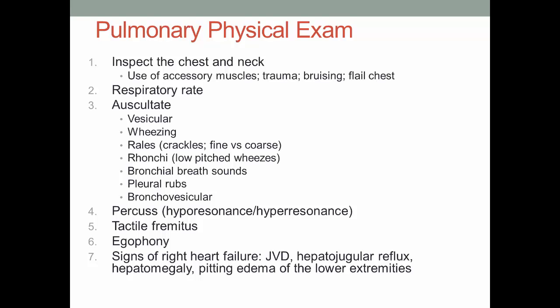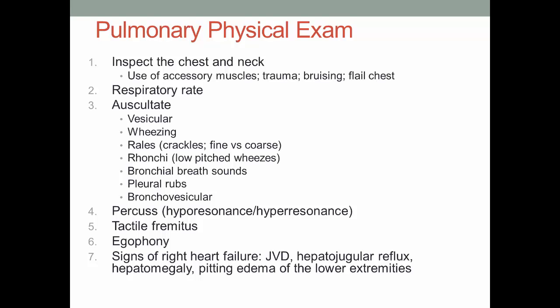Is there bruising? A flail chest means that on inspiration, instead of the chest wall rising, a piece of the chest actually does the opposite. So that's a sign of trauma and multiple rib fractures. You want to calculate the respiratory rate. This will either be given to you by the nurses, but you can also verify that it's correct, or there might be a change, so you can calculate that just by counting for a minute.